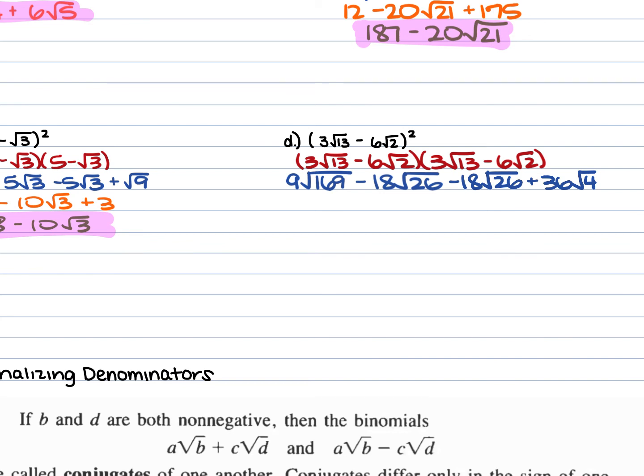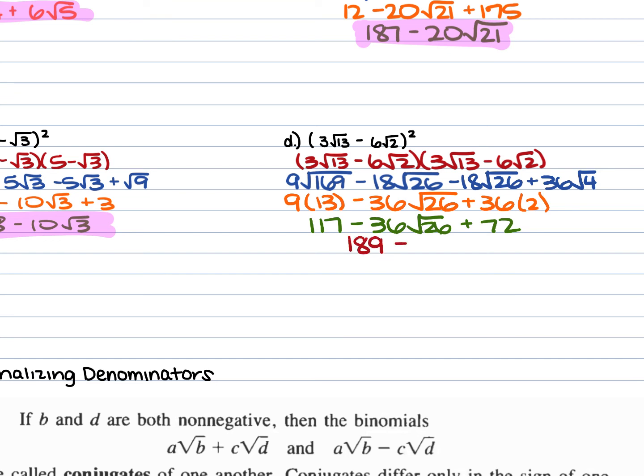From here, we just simplify, so that's going to be 9 times 13 minus 36 square root 26 plus 36 times 2. The 9 times 13 is 117. The 36 times 2 is 72. If we add the 117 with the 72, it gives us 189 minus 36 square root 26.